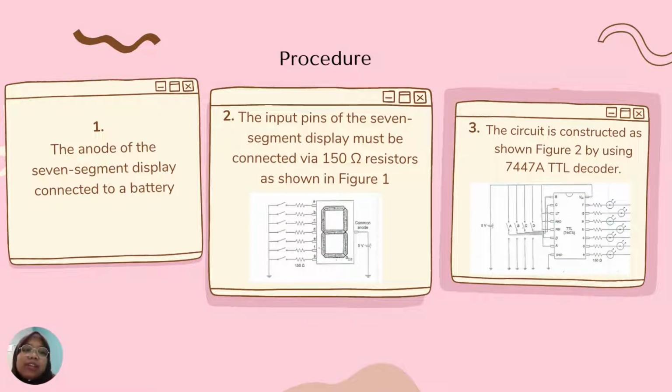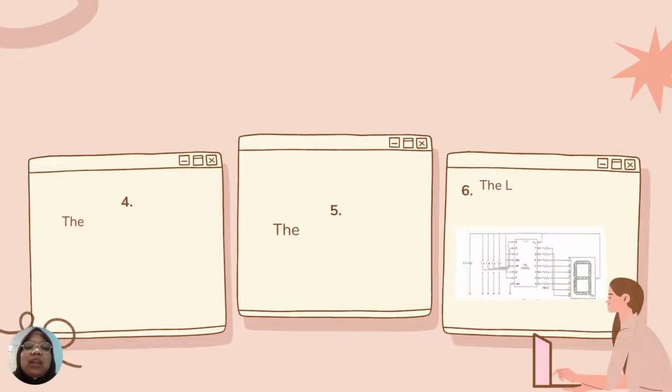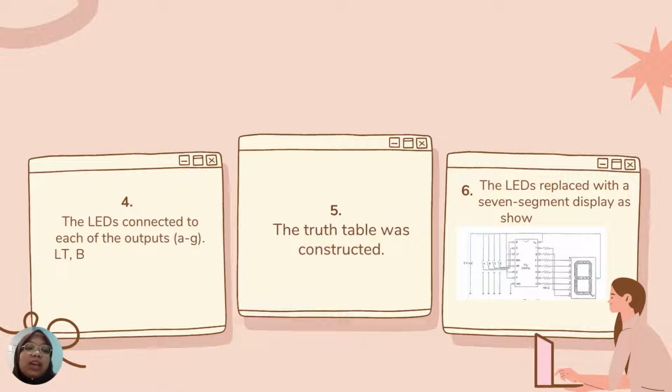So firstly, the anode of the 7-segment display is connected to the battery. Next, the input pins of the 7-segment display must be connected to the 150 ohm resistor as shown in figure 1. Then the circuit is constructed as shown in figure 2 by using the 7447 TTL decoder. Next, the LED connected to each of the outputs A to G, LT, BI and RBI was set up appropriately.